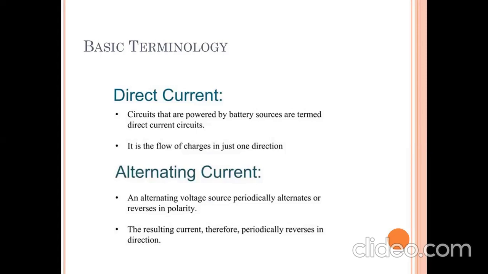Direct current and alternating current. So the direct currents are the currents that are powered by battery sources and termed as direct current. So it is the flow of charges in just one direction. And for alternating current, the voltage source periodically alternates from positive to negative, that is, it changes its polarity with time. So the resulting current is also having different polarity at different times. That is called as an alternating current. It is similar to our AC source and DC source.